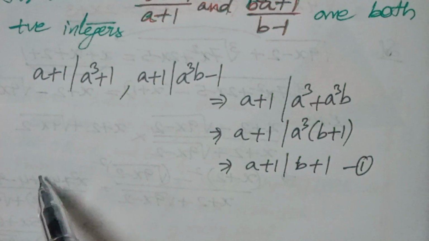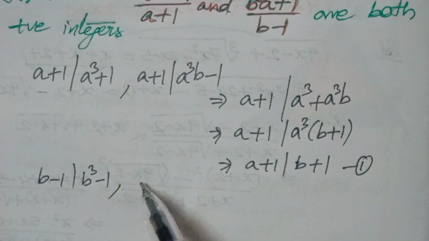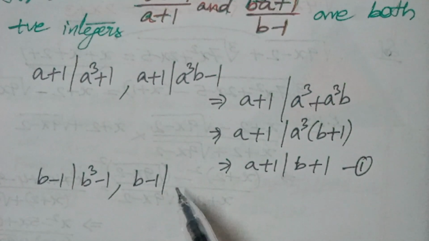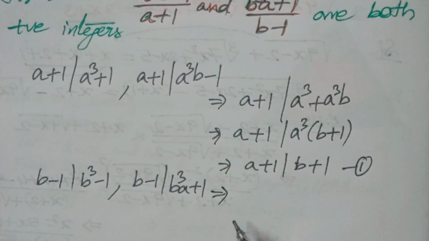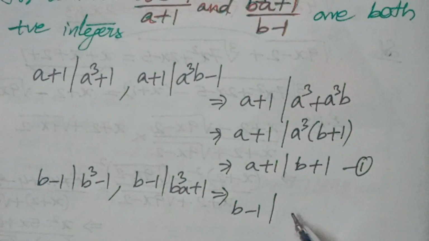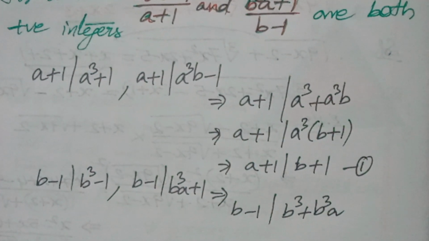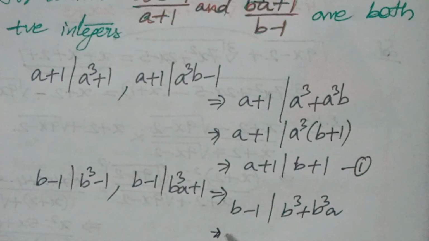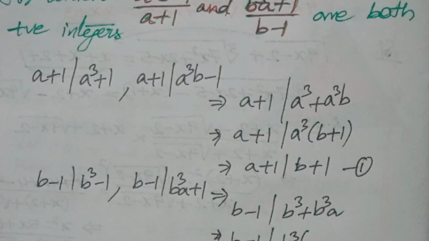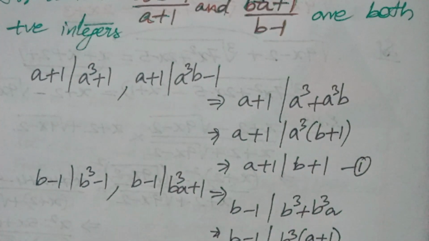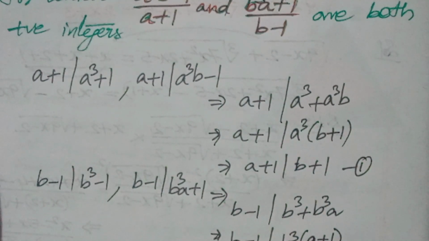Now for the second one, you will write b − 1 divides b³ − 1. Here it is given b − 1 divides b³a + 1. That implies b − 1 divides b³ + b³a. So here b − 1 divides b³(a + 1). From this you can write b − 1 divides a + 1. Let it be 2.